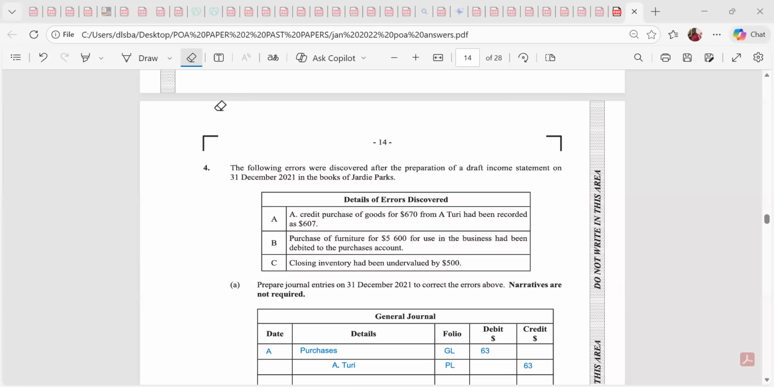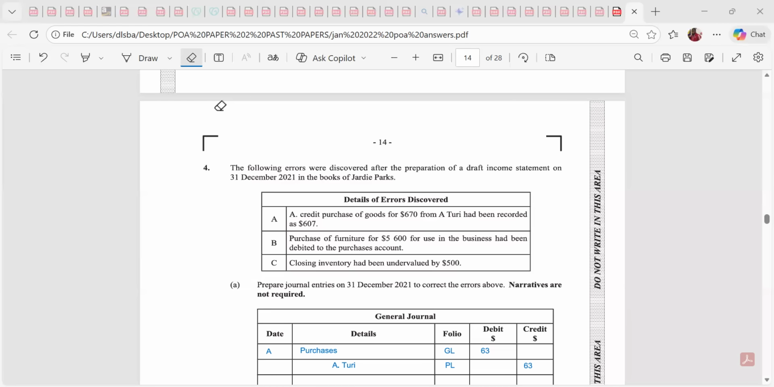Second one, purchase of furniture, 5,600, has been debited to the purchases account. So we put it in the purchases account in error when it's supposed to be in the furniture account, right? So we debited purchases when we were supposed to debit furniture. To fix this, we're going to have to take it out of purchases and put it into furniture where it's supposed to be.